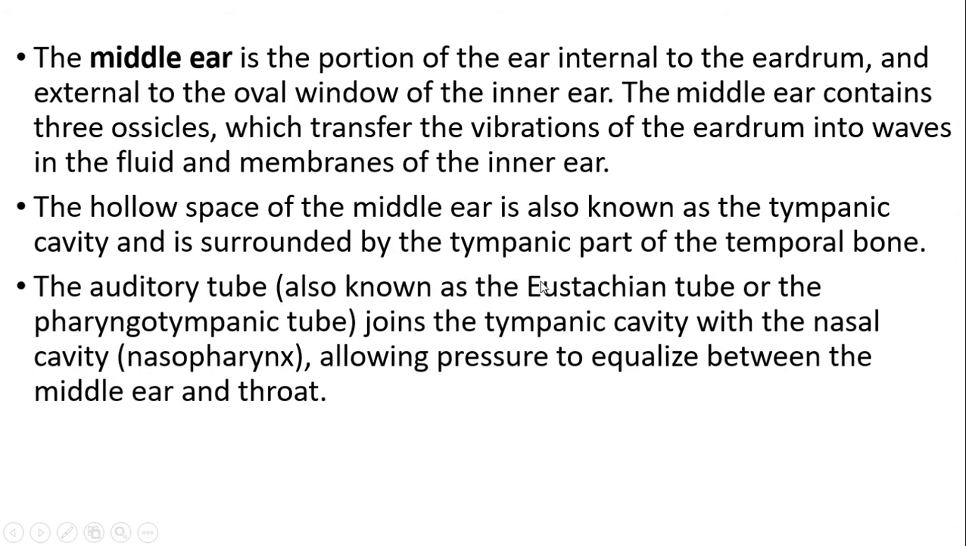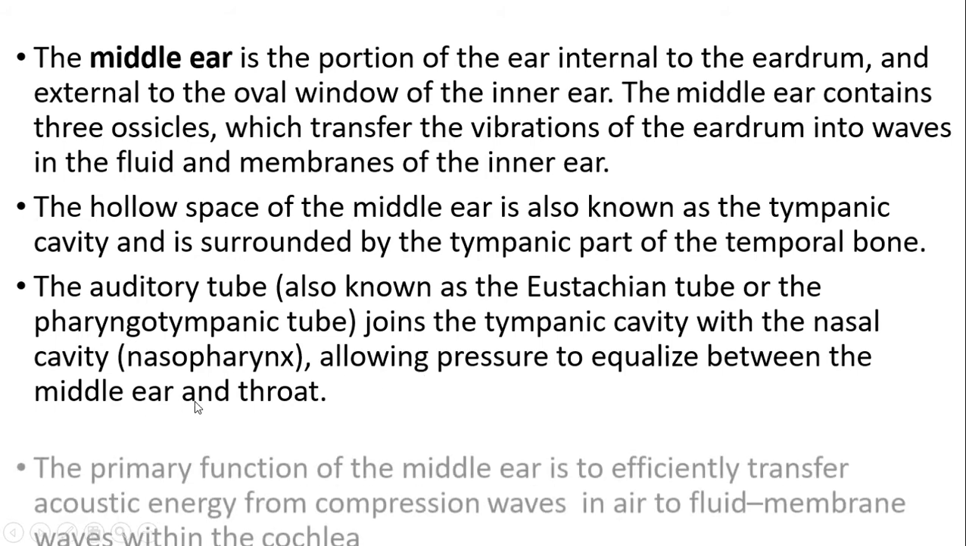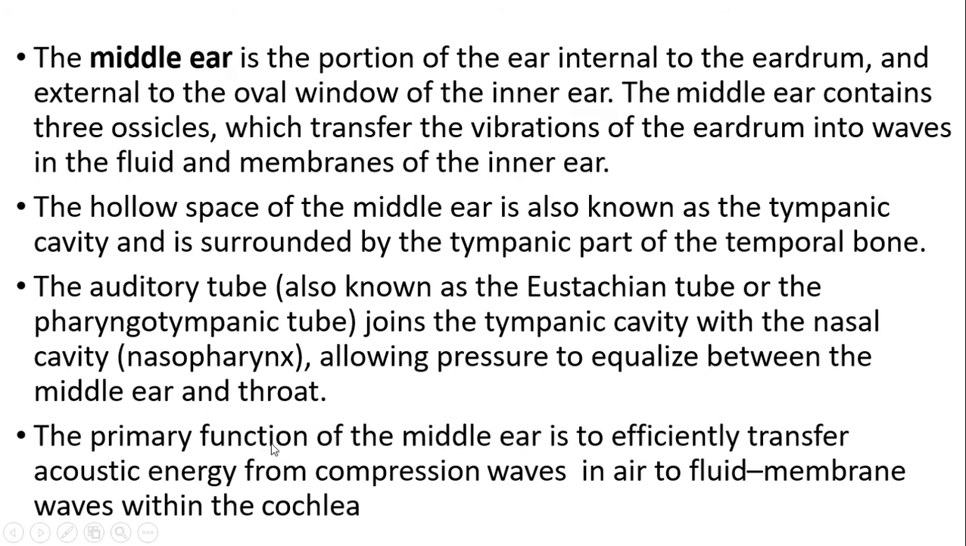The auditory tube, which is also known as eustachian tube or the pharyngeal tympanic tube, joins tympanic cavity with the nasal cavity, allowing pressure to equalize between middle ear and throat. The primary function of the middle ear is to efficiently transfer acoustic energy from compression waves in air to fluid membrane waves within the cochlea.